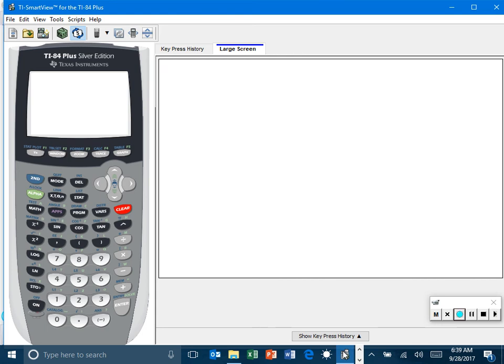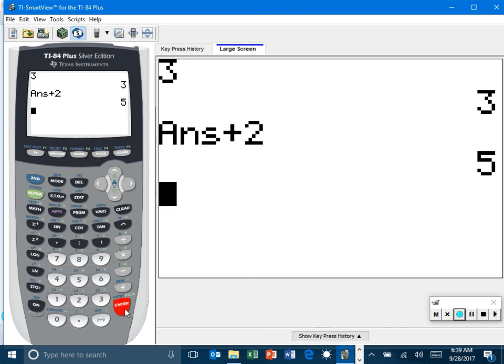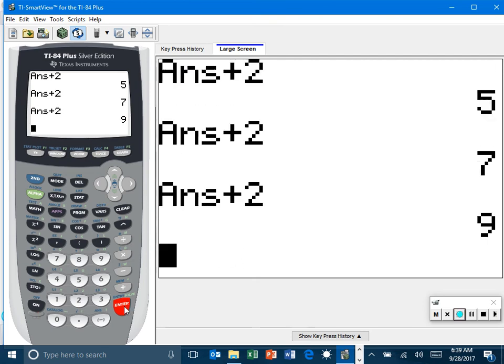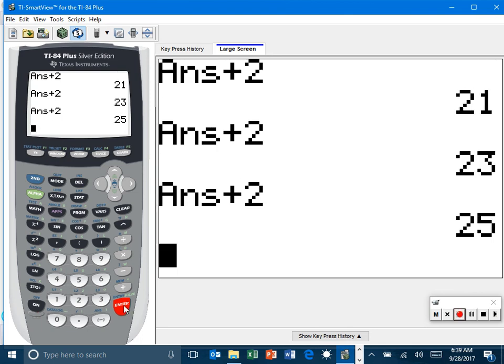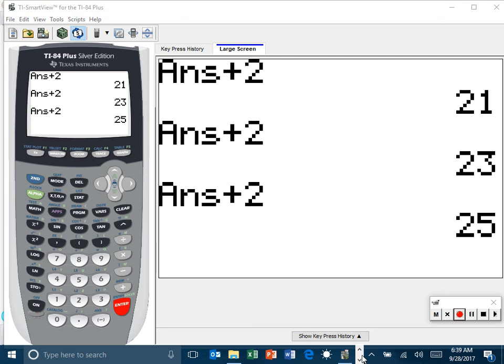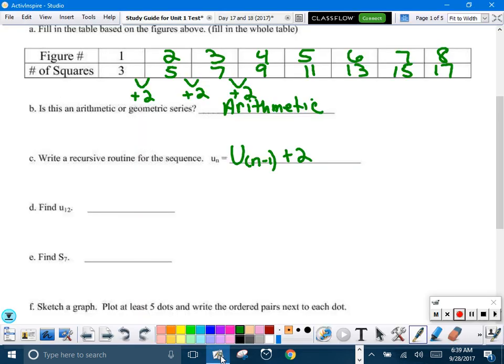All right, so the first number is 3. Here we go. So 3, enter. The pattern is plus 2. Again, that's 1. There's 2. There's 3, 4, 5, 6, 7, 8, 9, 10, 11, and 12. So the 12th number in the pattern is 25.